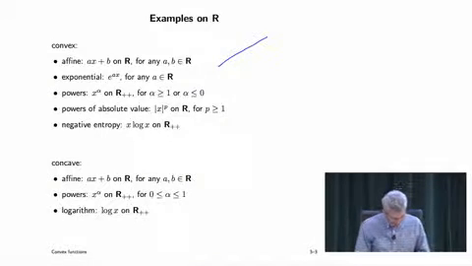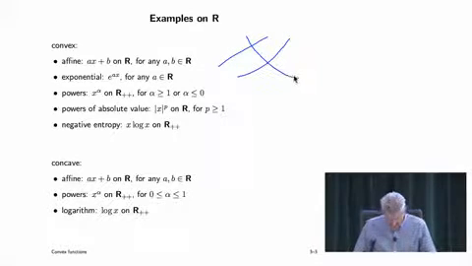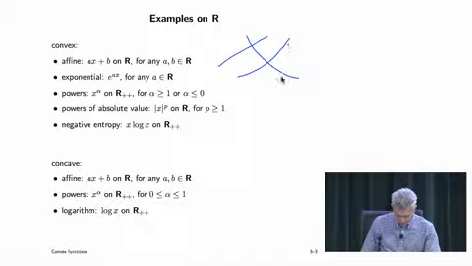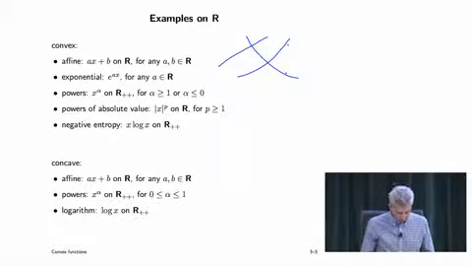Okay, exponential. Well, these look either like that or like that, right? This is if a is positive, that's if a is negative. These are convex. The curvature is positive.